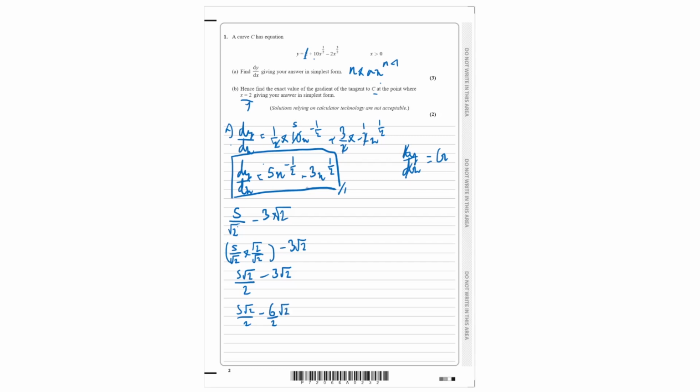Now we simply have 5 root 2 over 2 minus 6 root 2 over 2, and that is simply equal to negative 1 over 2 root 2 as our final answer.